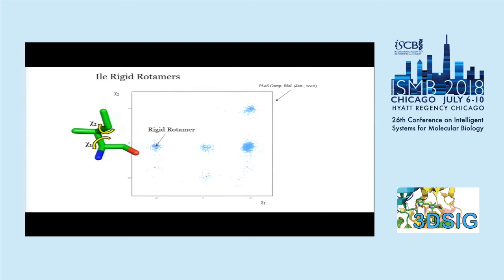However, most design softwares will actually deal with rigid rotamers, which are these tiny red dots over here. And as you see, these dots don't really represent the actual sampled space. So what we decided to do is we work in a continuous framework by actually treating each rotamer as a voxel.